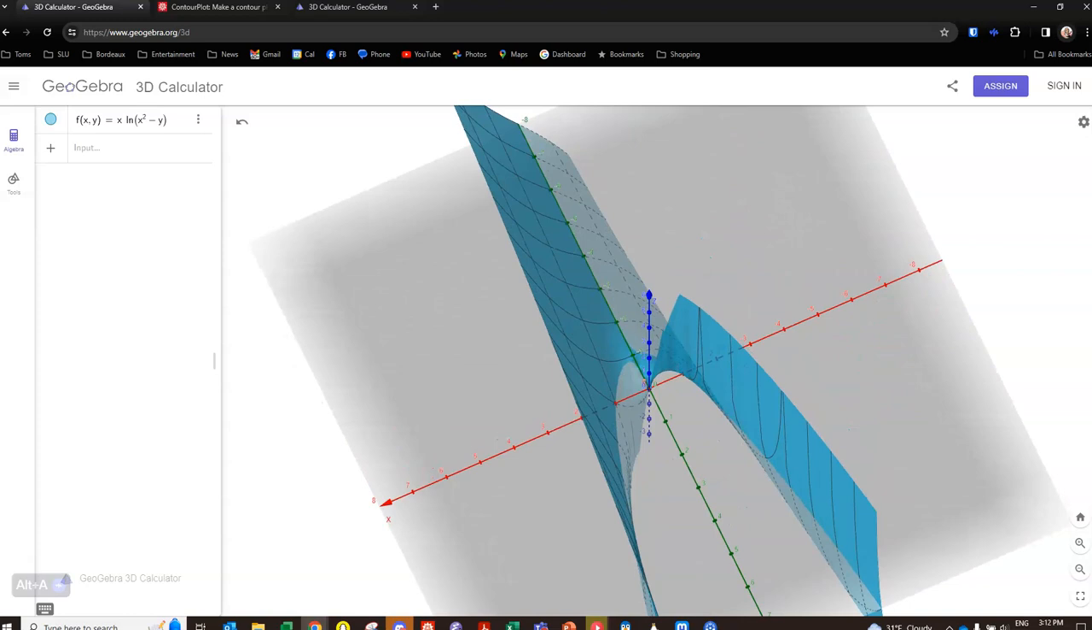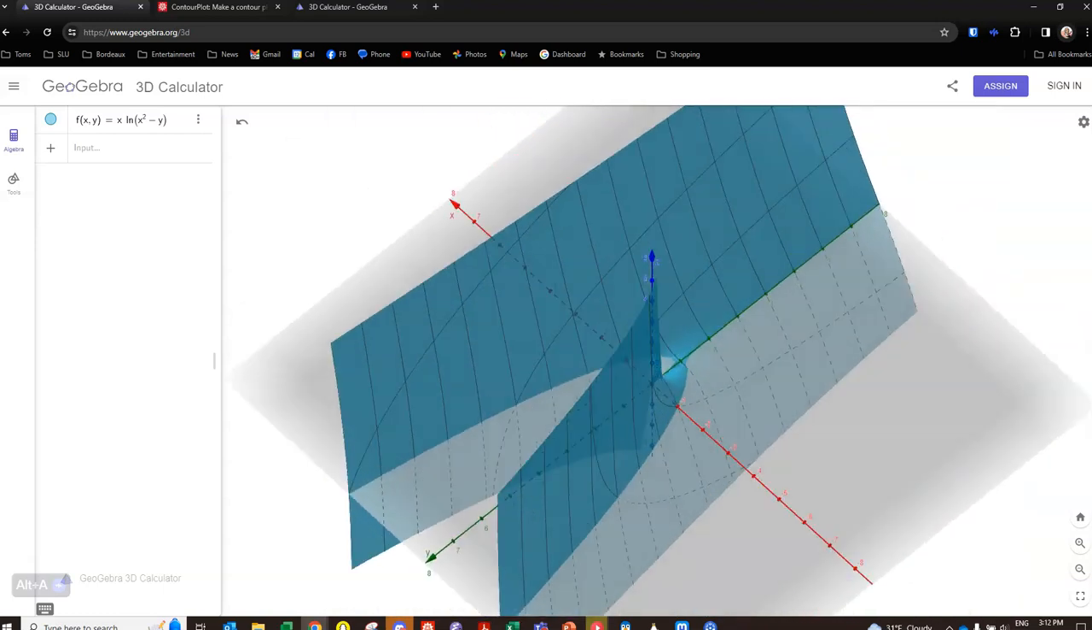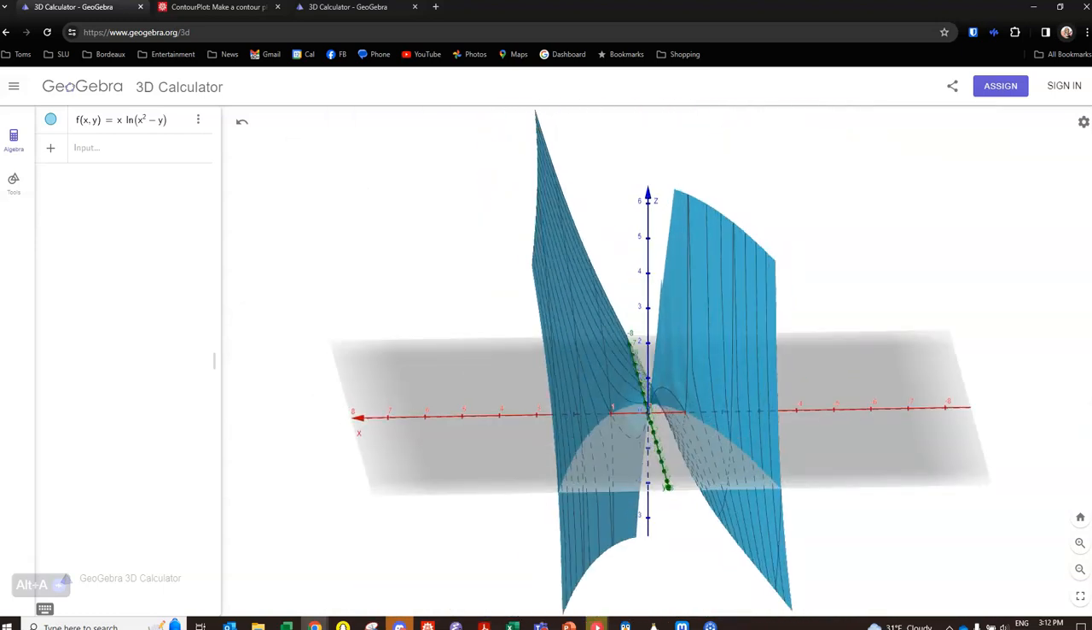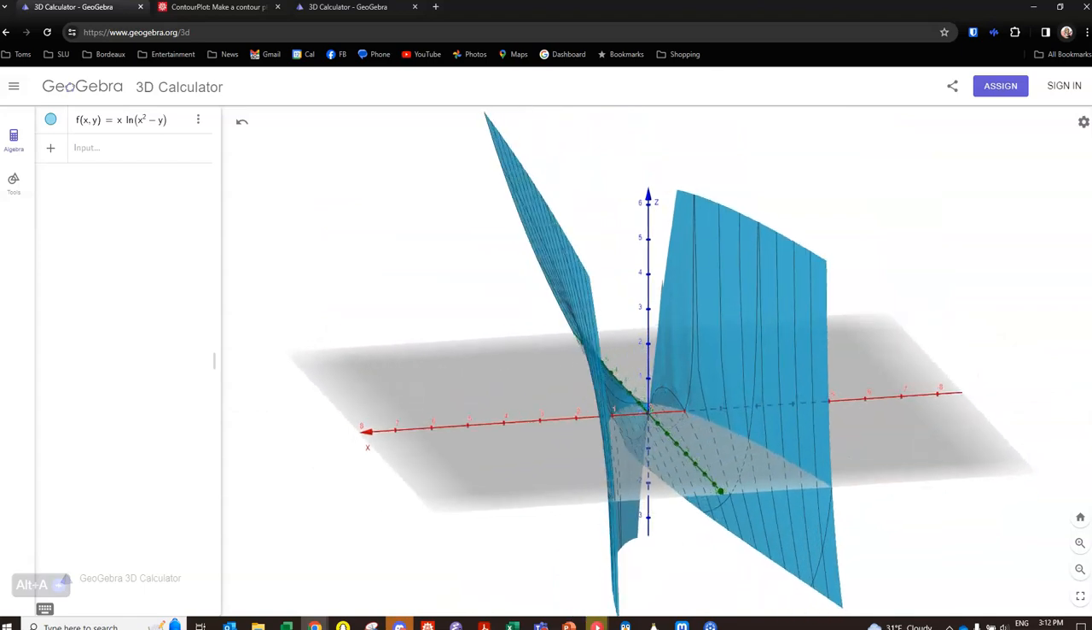I see that back here, up here, it's just really boring. It goes up to infinity and down to negative infinity. Here it's probably the same. Yeah, shearing up and down. But that gives me an idea of what the three-dimensional graph of this looks like.